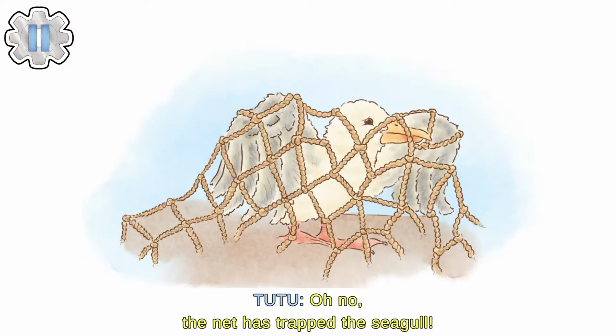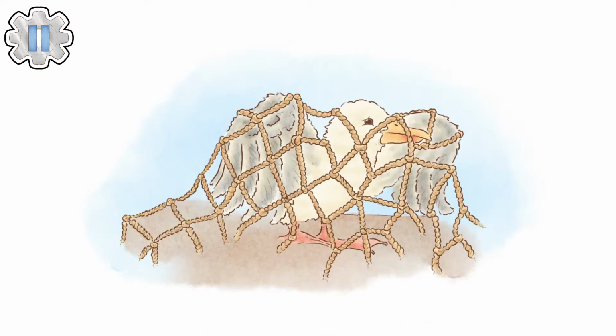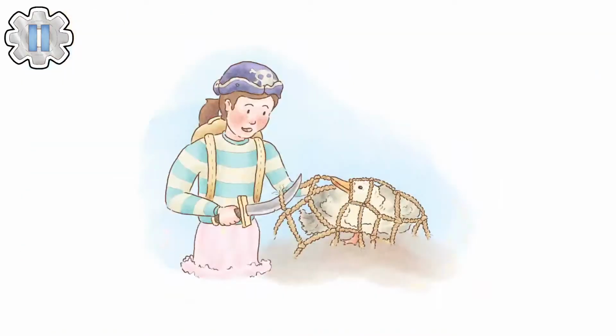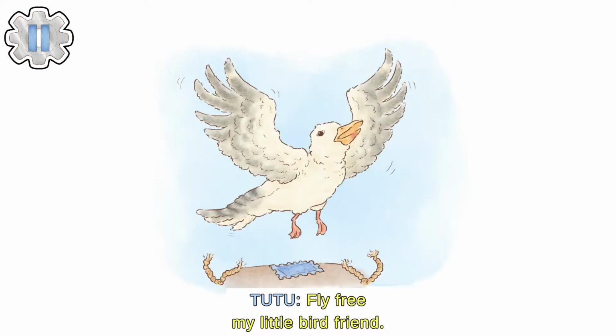Oh no! The net has trapped the seagull. The seagull is looking sad under the weight of the fishing net. The seagull looks at the captain as she cuts the net. Fly free, my little bird friend. It happily flies away, revealing a stamp. Oh look! Hidden treasure.